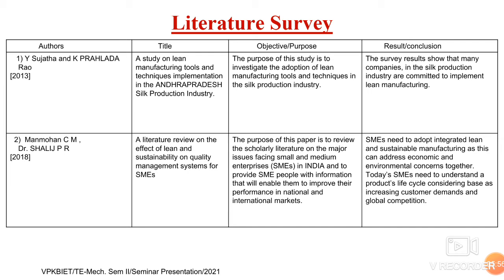Second is the literature review on the effect of lean and sustainability on quality management systems for SMEs, that is, small medium enterprises. Research shows that SMEs need to adopt integrated lean and sustainable manufacturing, as this can address economic and environmental concerns together. Today's small medium enterprises need to understand increasing customer demands and global competition.